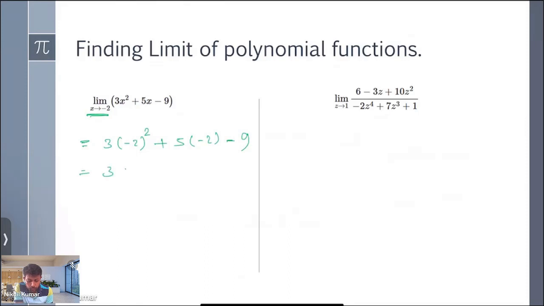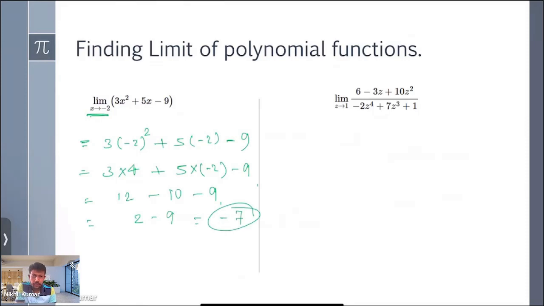3 into 4 plus 5 into minus 2 of course, and minus 9. 12 minus 10 minus 9. This is 2 minus 9, which is going to be minus 7. Okay, so similarly you can find out the values of polynomial functions.